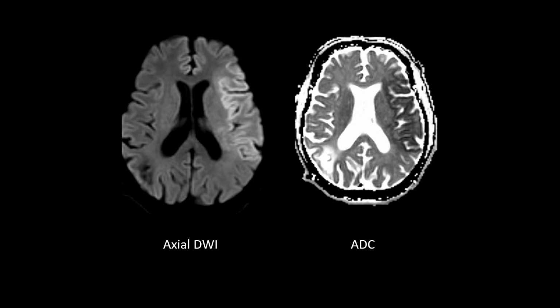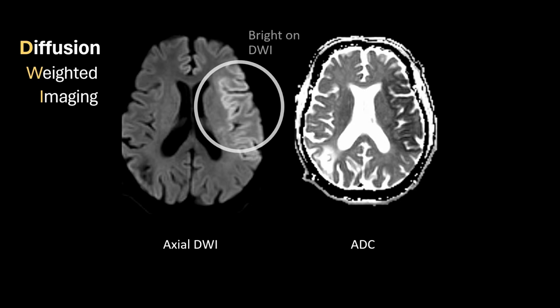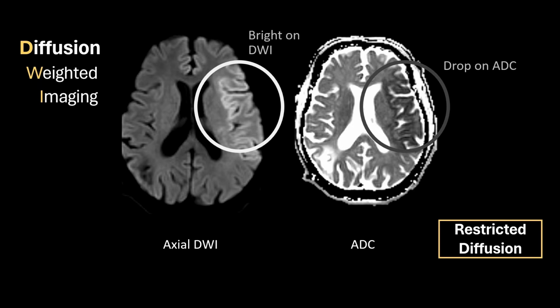First, we see diffusion weighted imaging or DWI, in which we look out for any areas which are bright on DWI as well as show drop on ADC, meaning that same area should be dark on ADC, and this combination is called restricted diffusion.